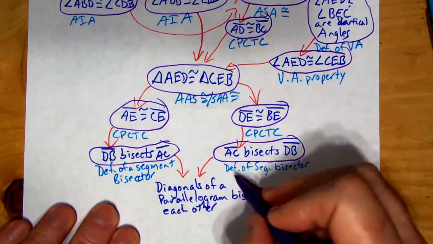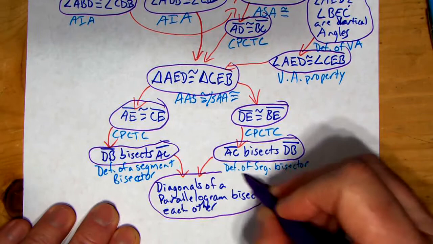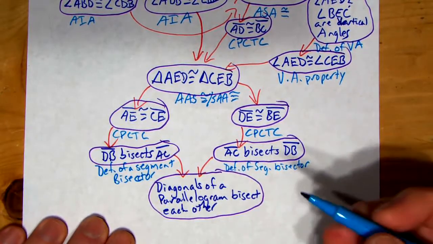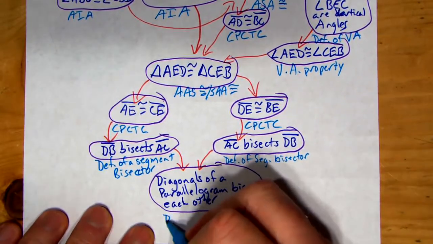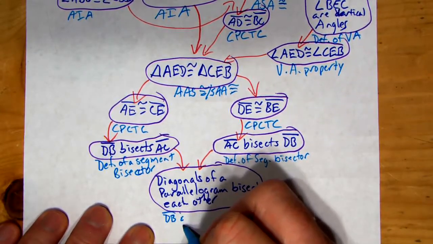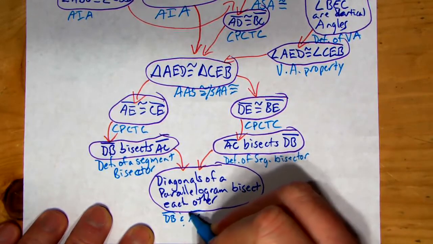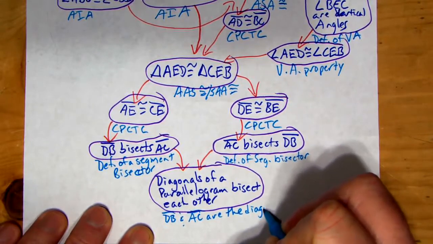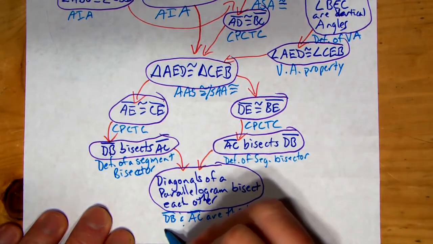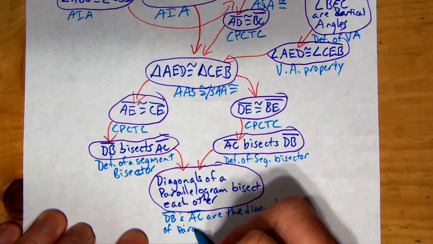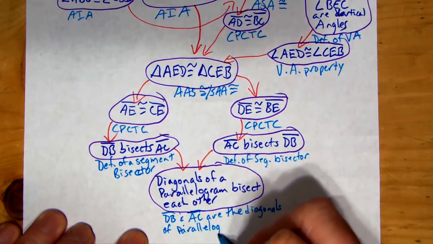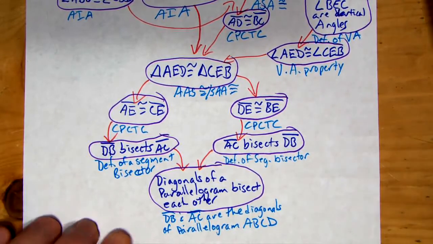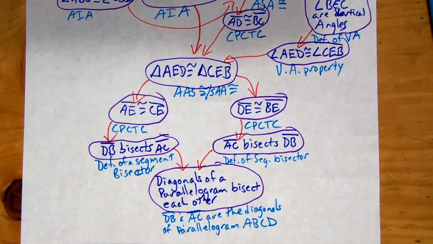So here's my final statement. This is the thing I was asked to prove, so that's always going to be my last statement, exactly what I was being asked to prove. And my reason that I'm going to use to support that is that DB and AC are the diagonals of parallelogram ABCD. And so that wraps up my proof.